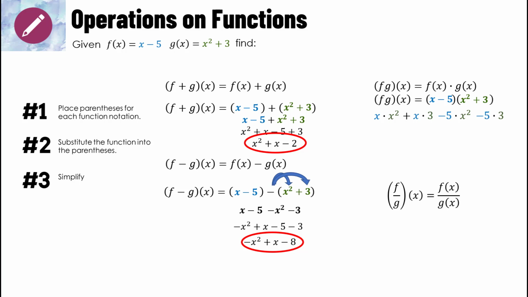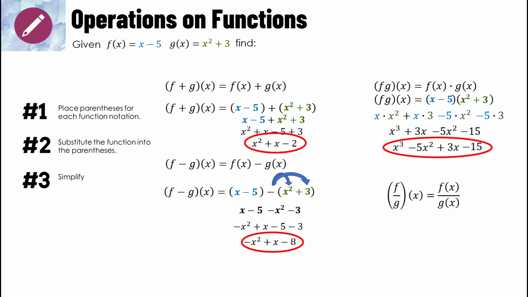So let's simplify. X times x squared is x to the third. X times 3 is 3x. Negative 5 times x squared is negative 5x squared. Negative 5 times 3 is negative 15. Well, we need to put this in descending order. So we're going to have x to the third minus 5x squared plus 3x minus 15. We don't have any like terms. That's our answer. Let's look at the last one.